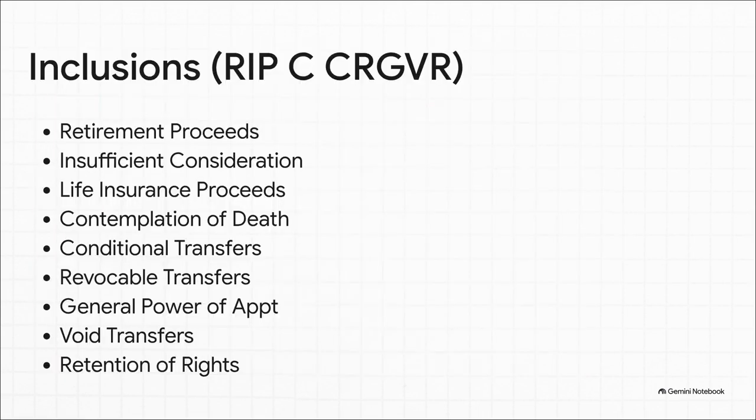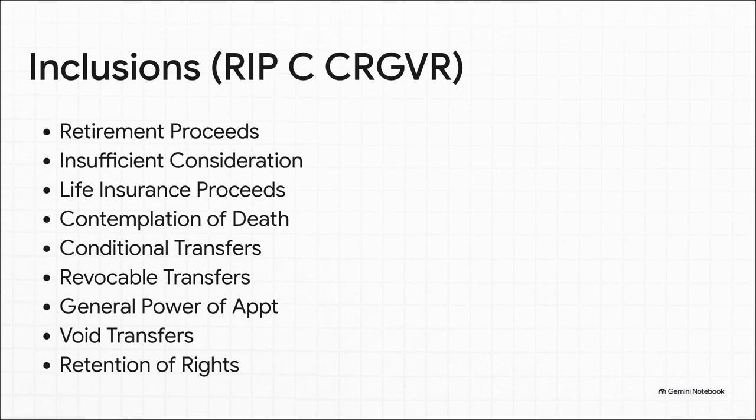You've got to burn this mnemonic into your memory right now. RIP CCR GVR. This is your master list of inclusions. A hugely tested one here is contemplation of death. This is basically a donation mortis causa, meaning it's primarily motivated by the thought of dying, where the transferor retains control or the transfer actually becomes void if the donee dies first.